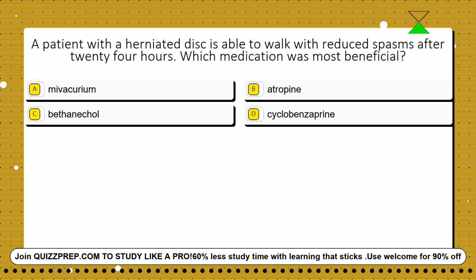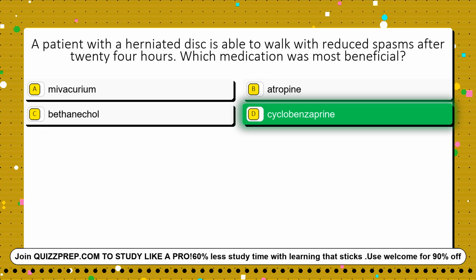Question 40. A patient with a herniated disc is able to walk with reduced spasms after 24 hours. Which medication was most beneficial? Option A, Mivacurium. Option B, Atropine. Option C, Bethanechol. Option D, Cyclobenzaprine.